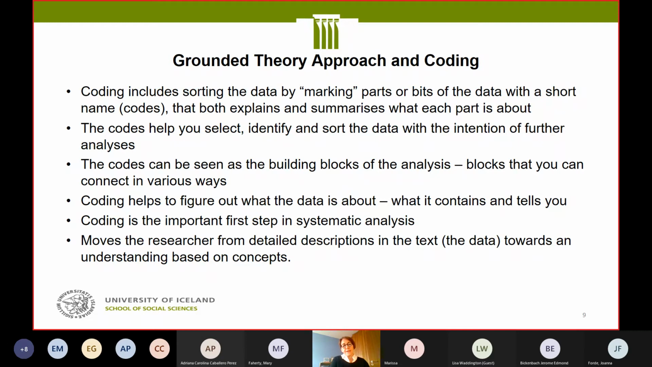These codes can be seen as building blocks of the analysis, blocks that you can connect in various ways. And coding helps you figure out what's in the data, what it contains, and what it tells you. It's a very important first step in systematic analysis. So it moves the researcher from detailed descriptions in the text, in the documents, in the interview transcripts, towards an understanding based on concepts.